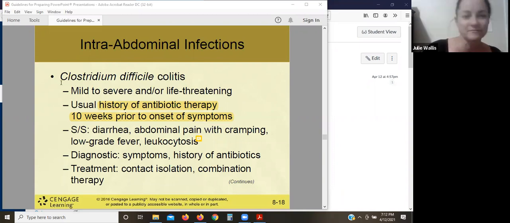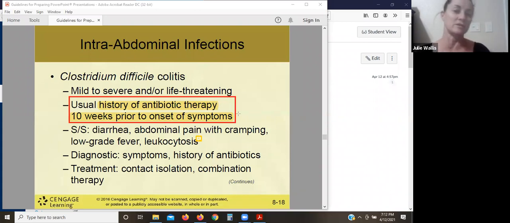Here's our C. diff we were talking about earlier. Clostridium difficile colitis can be mild to severe, or it can be life-threatening. Very commonly this occurs in somebody that has a history of antibiotic therapy within 10 weeks prior to the onset of the symptoms. The antibiotic therapy can decrease the growth of the other bugs, and can cause the C. diff infection to be more able to grow.